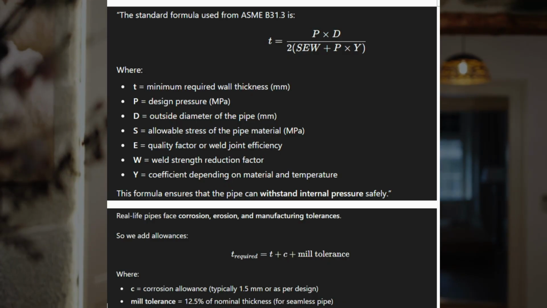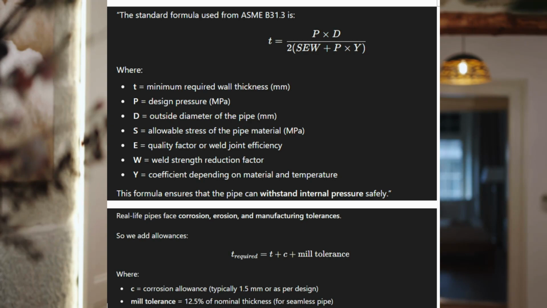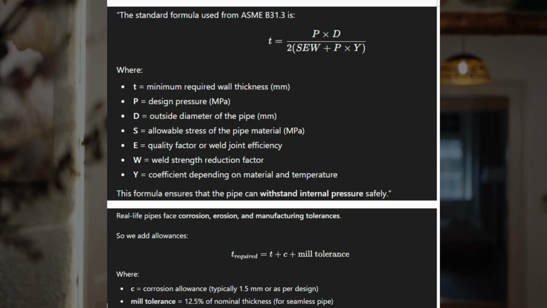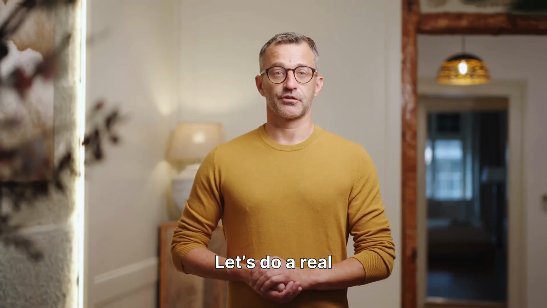T, minimum required wall thickness. P, design pressure. D, outside diameter of the pipe. S, allowable stress of the material. E, weld joint efficiency. W, weld strength reduction factor. Y, coefficient depending on material and temperature. This simple-looking formula ensures the pipe can withstand internal pressure safely at operating temperature. Visual cue: ASME B31.3 reference text label, Para 304.1.2.